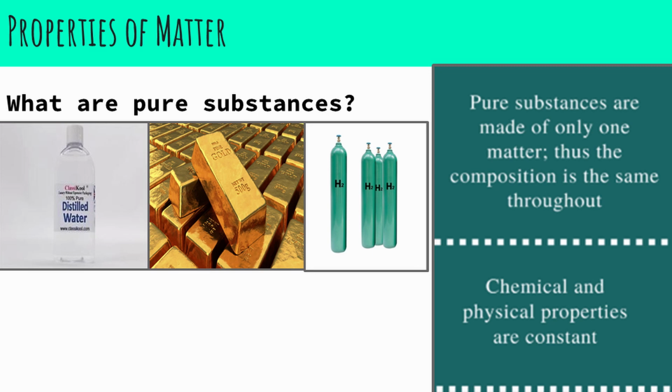What I like to do is start off with a review before I even go into the lab activity. So for instance, in this case, I would start off with reviewing things that are not mixtures. I would talk about what pure substances are, letting the students know that pure substances are made of only one type of matter. Thus, the composition is the same throughout. So, things that are not mixtures are also known as pure substances.